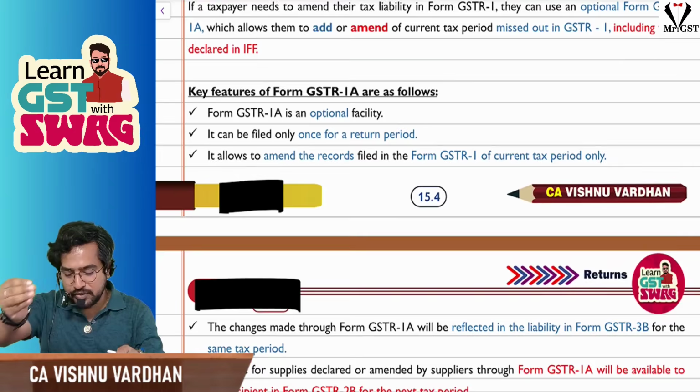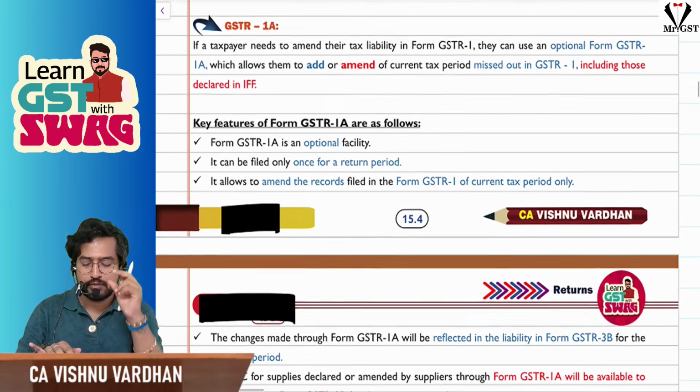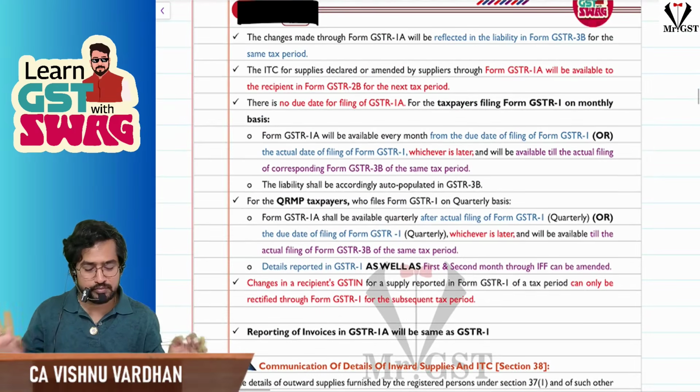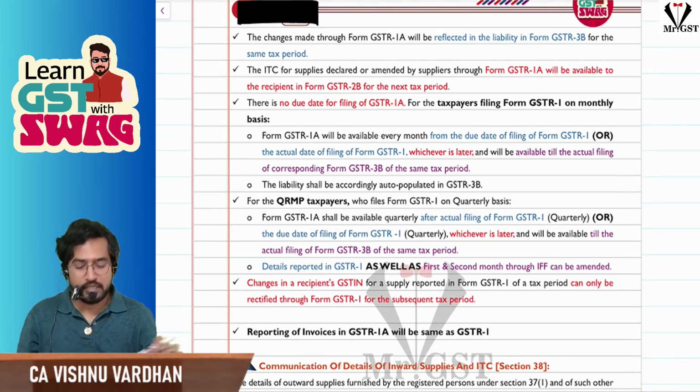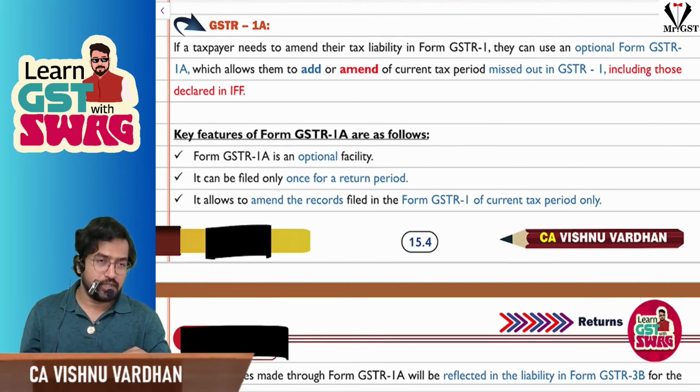Yes. Okay, just read GSTR 1A once, please. Page number 4, bottom 2 paragraphs. Page number 5, half page, that's all. Yes, read fast. Rest your throat for 5 minutes, please.